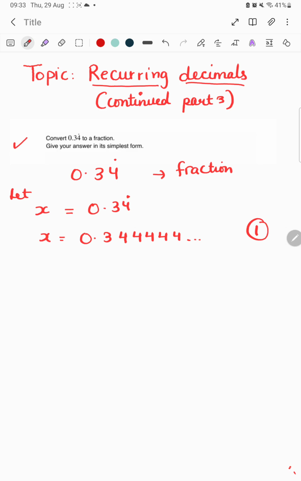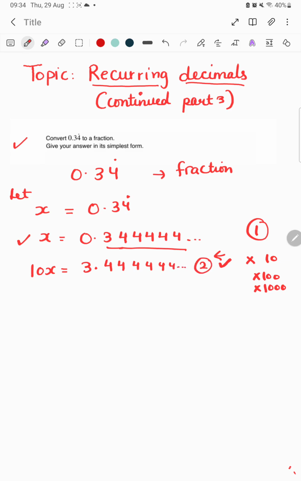Now the second step: because we have to make the decimal part the same, we need to move the decimal digits towards the left side. To do that, we multiply the equation by 10 or 100 or 1000, depending upon the given question. So I will first multiply equation 1 by 10. So it will be 10x, and that is equal to 3.44444 and so on. This is equation 2.